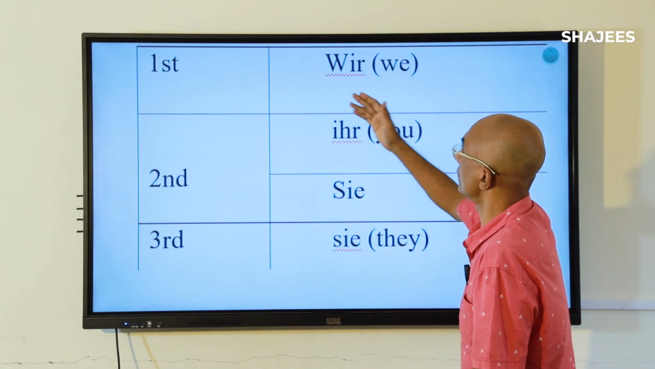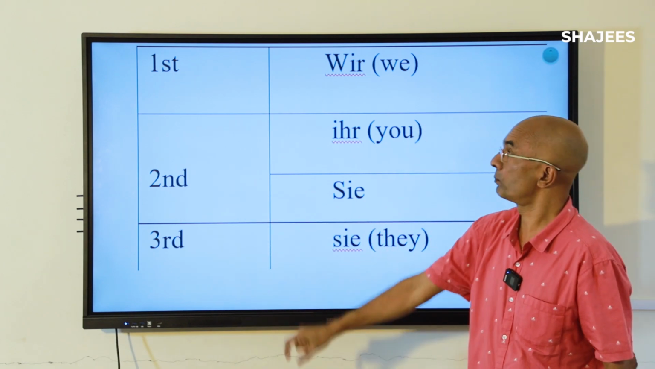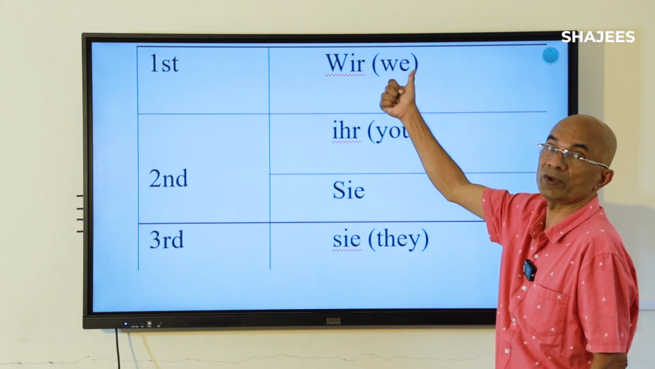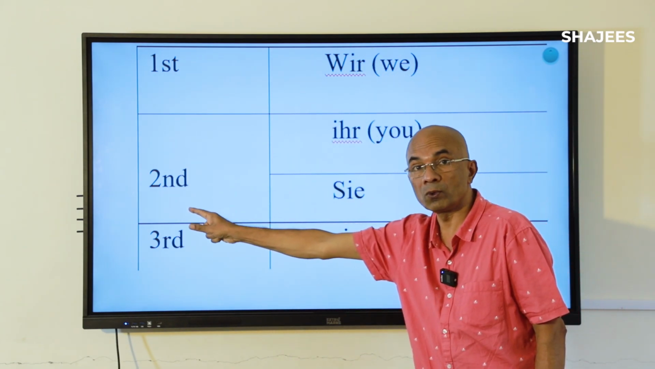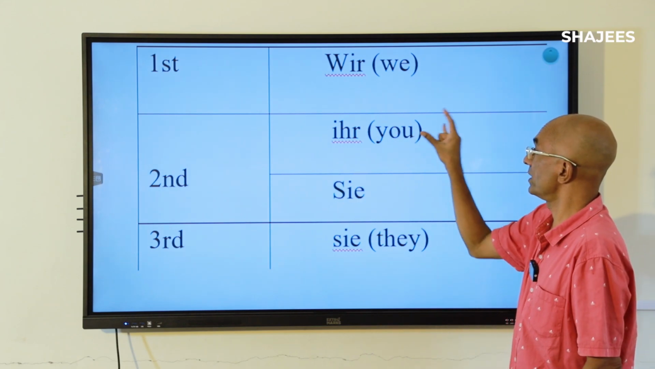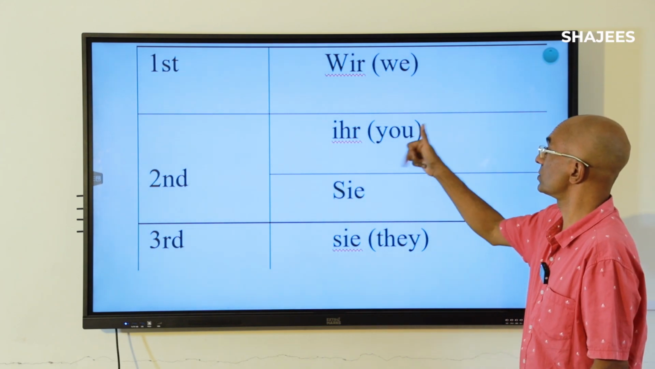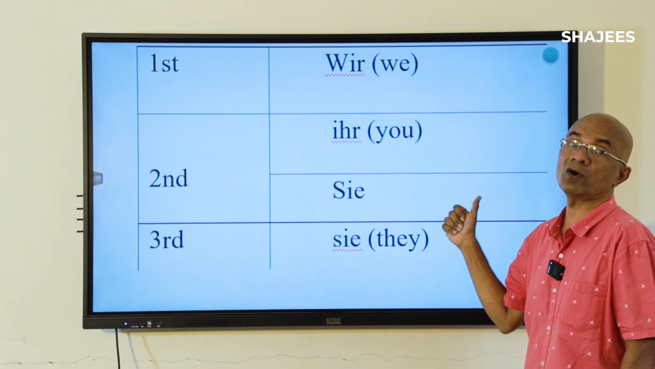Next one: first person plural, that is we. Second person plural, we also have two forms, one is formal, the other informal. Here is informal, Sie is the formal one.